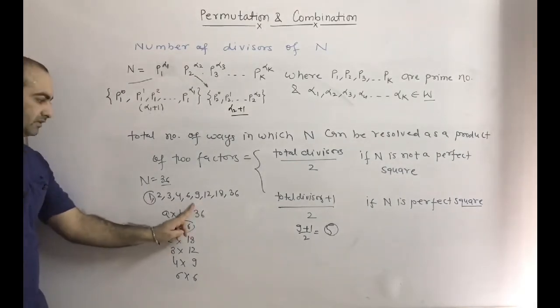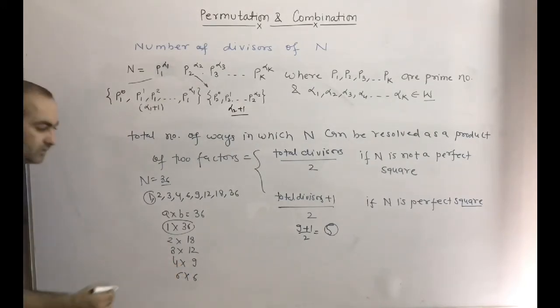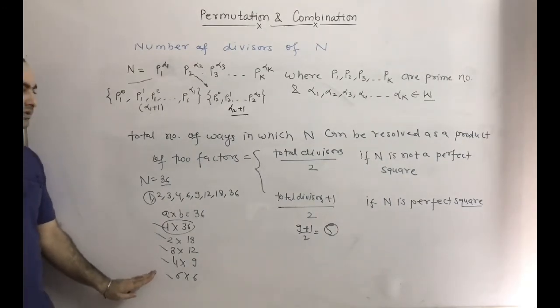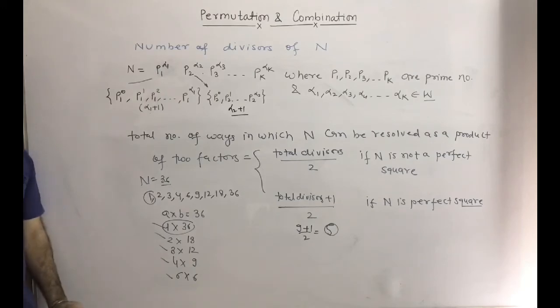because if I take a as 9, then we'll get 4. So 4 into 9 and 9 into 4 are both the same. So how many will come? 1, 2, 3, 4, 5. So there are 5 ways. According to the formula we got 5 ways, and if you count also, we get 5 ways. So like that we can find out.